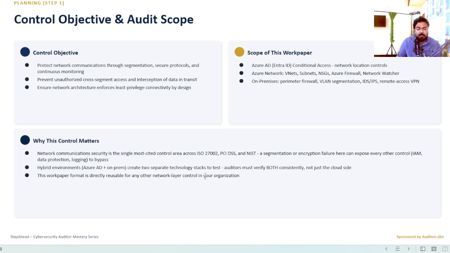Why does this control matter so much? Because network communication security is one of the most cited control areas across ISO, PCI, and NIST. A segmentation or encryption failure here can expose every other control, including IAM, data protection, and logging, to bypass. And because this is a hybrid environment, you've got two separate technology stacks to test. You cannot just check the cloud side and call it done.